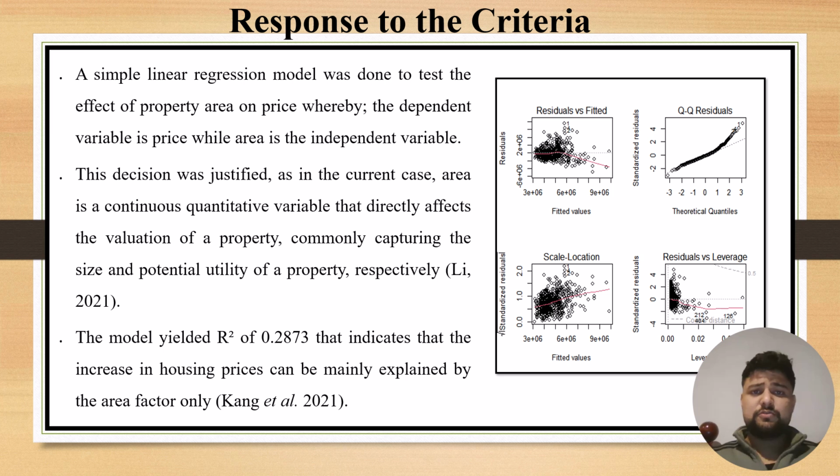The responses to the criteria. The regression output shows a statistically significant relationship between area and price. Although statistically significant, this shows a moderate explanatory ability, meaning there are other things that most likely affect prices as well. Regression assumptions were tested using diagnostic plots and statistical tests. The residual plots meet the criteria for acceptable linearity and constant variance.